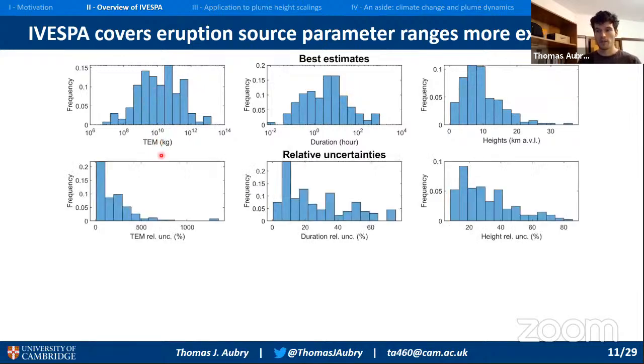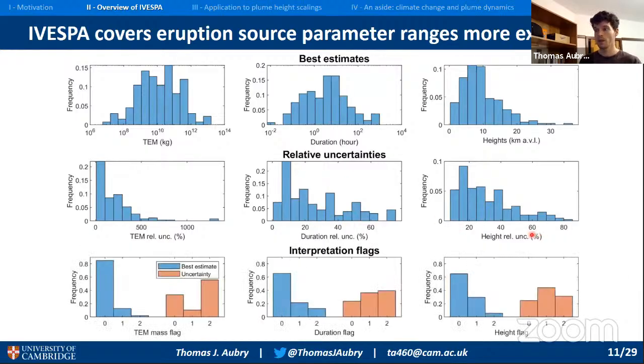height. These are the relative uncertainty distributions for all of these parameters. So not surprisingly, there are order of magnitude uncertainties sometimes on the total erupted mass of tephra fallout. You can see that the plume height and the duration also have uncertainties that can be quite high. And then these are the values of the interpretation flag that we attributed. So again, 0 is no interpretation, 1 moderate, and 2 significant interpretation. And we gave this flag for both the best estimate provided in the database and also the uncertainty on the best estimate.